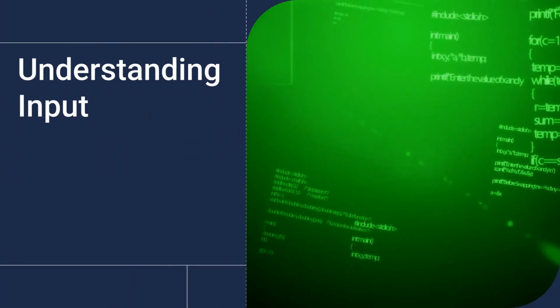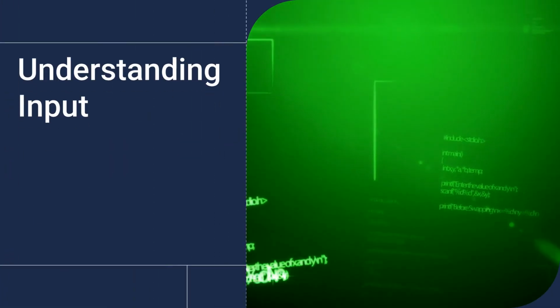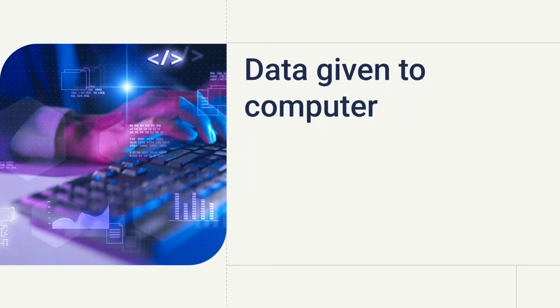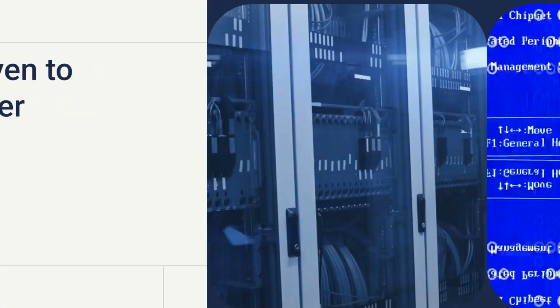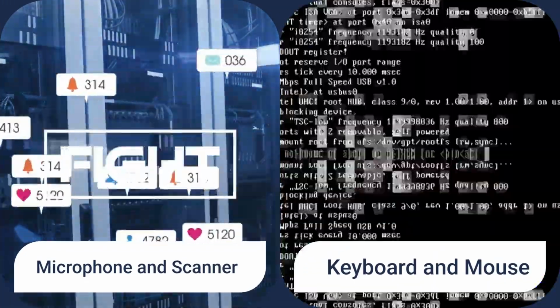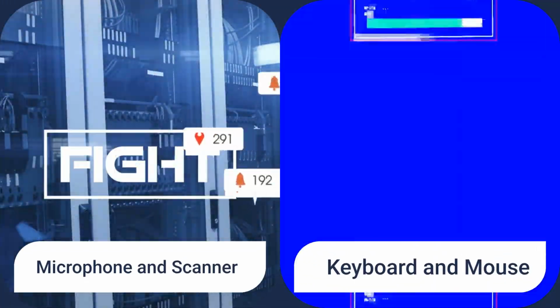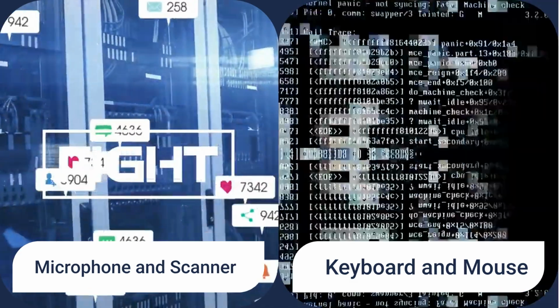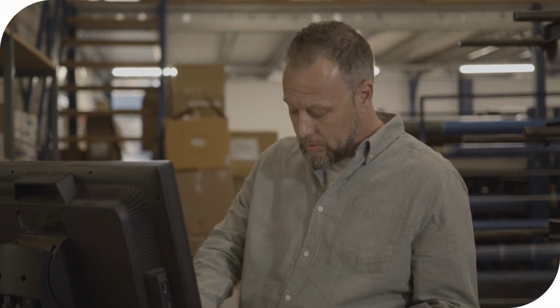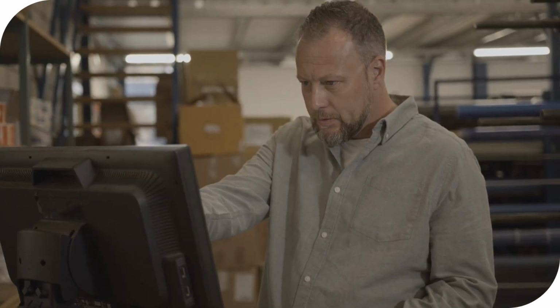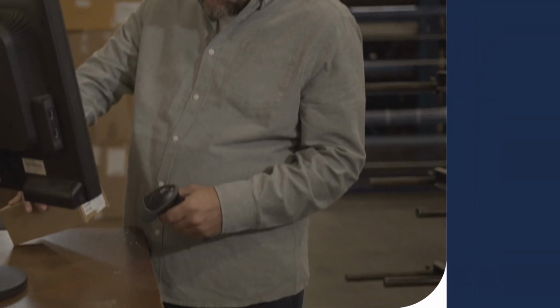Let's first focus on input. How does data get into the computer system? Input is simply the data or information provided to a computer by a user, or sometimes by another system. Common examples of input devices include keyboards and mice for typing and navigation, as well as microphones for sound, and scanners for images. This process of feeding data into the system is known as data entry, where raw information is converted into a form the computer can process.